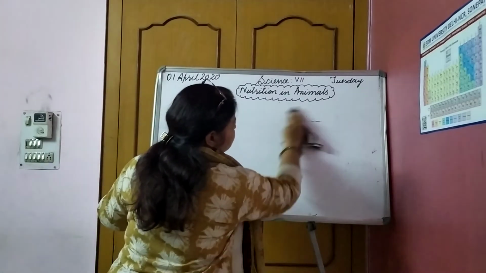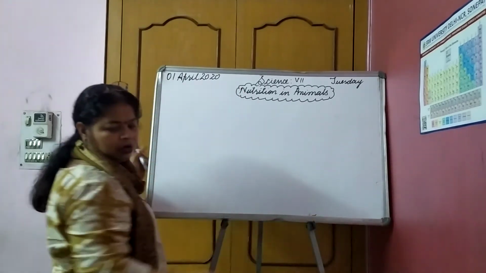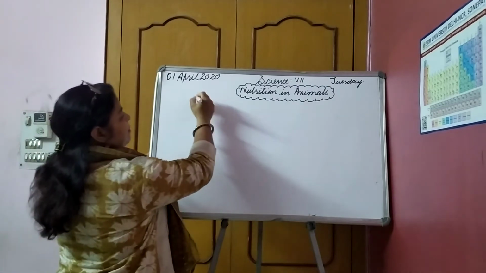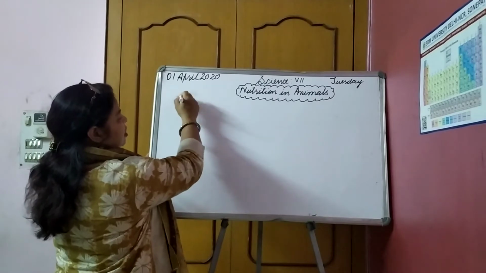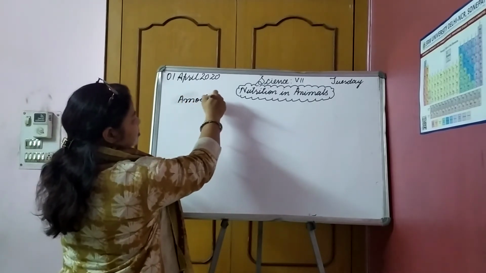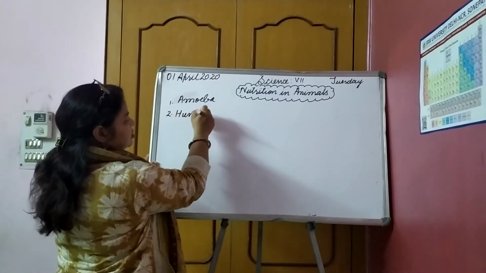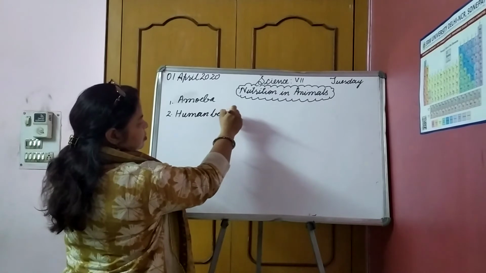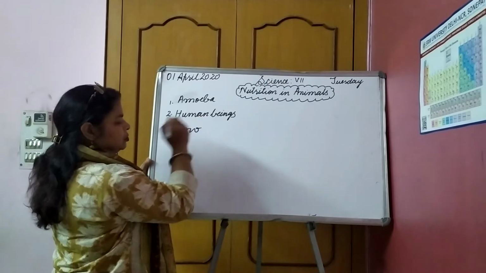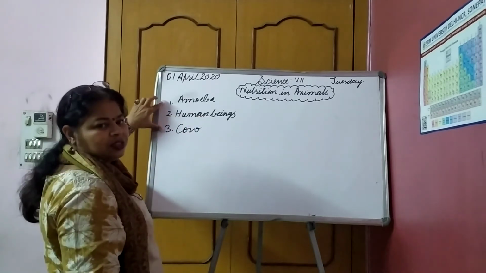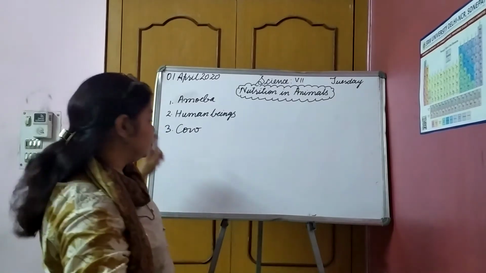Okay, we are going to study in this chapter the nutrition in 3 types of organisms. One is amoeba. Let us start from the simplest, amoeba. And second one we are going to talk about human beings. And the third one is cow. Okay, these three case studies we will do. So first of all, today we are going to discuss about amoeba.